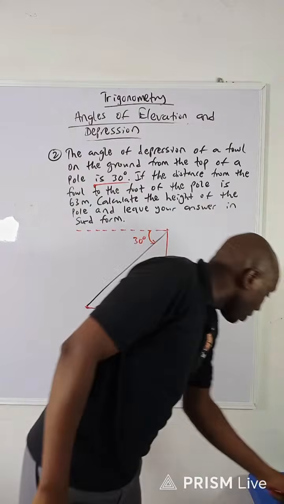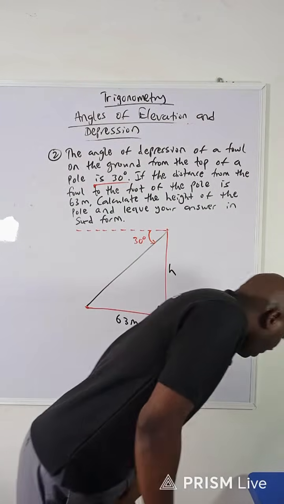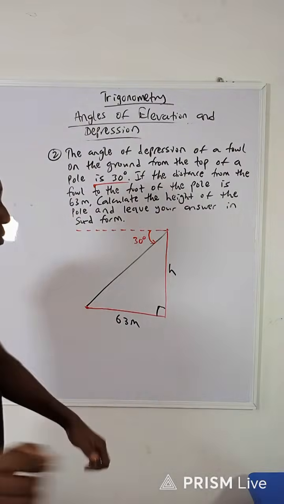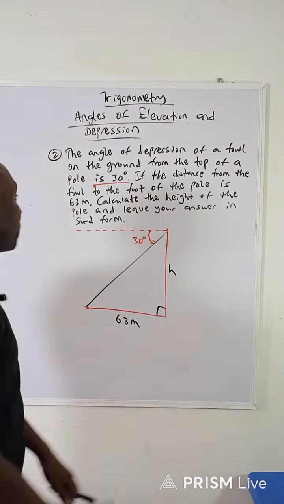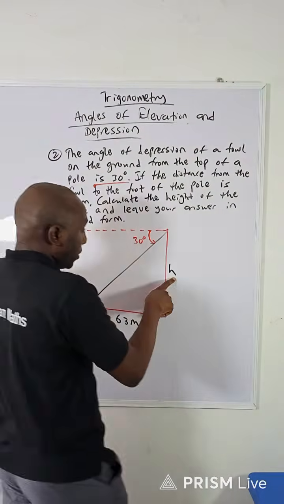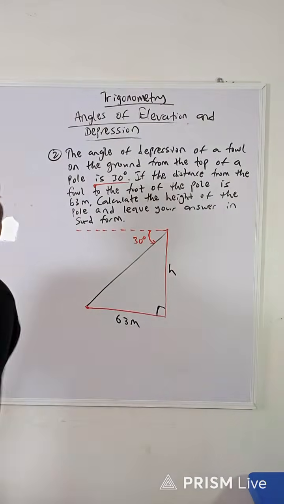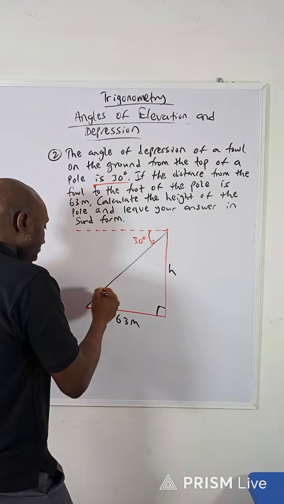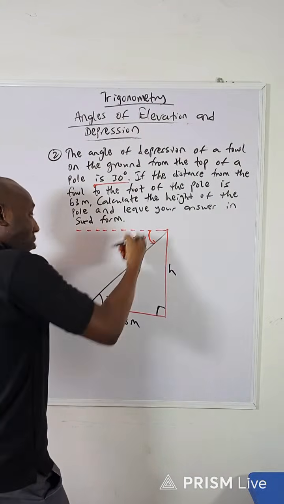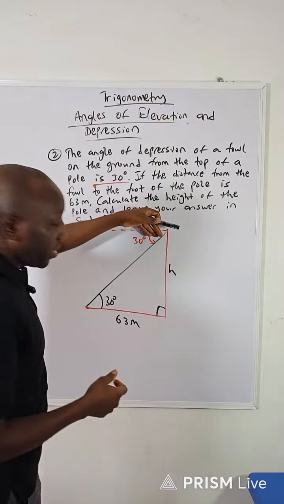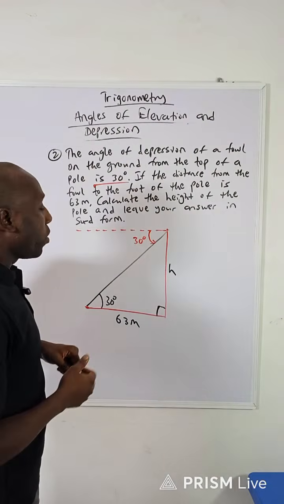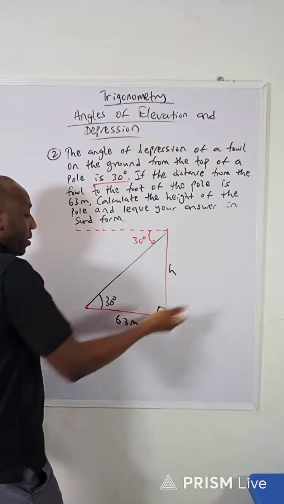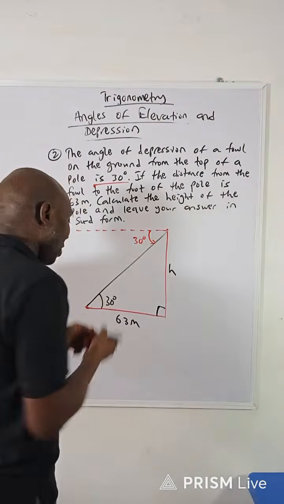I've helped you out to this point. Can you finish it? Somebody has already gotten the answer, 21 root 3. I'm glad you left your answer in surd form because that's what we're asked to do. We're looking for h, the height of the pole. If this is 30 degrees, then this has to be 30 degrees too, like I told you before, alternate angles. One is below the horizontal on one side of the transversal, and this is above the horizontal on the other side.